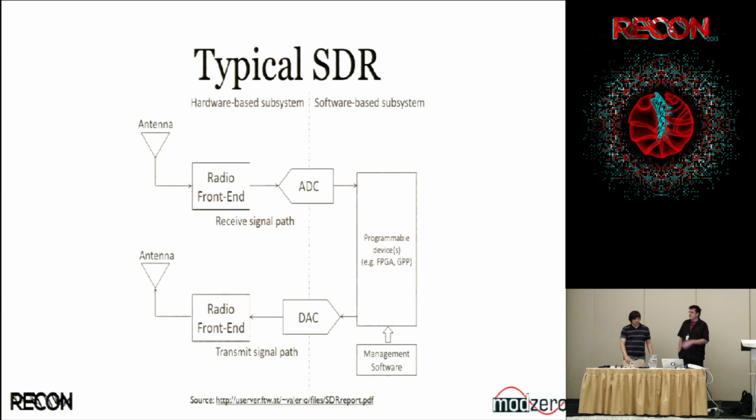This picture was taken from the USRP paper. It basically describes how a typical SDR looks like, if you try to implement your own software-defined radio. You have an FPGA that is doing all the processing of the data and then passes the results to some management software that is implemented on some microcontroller, for example.